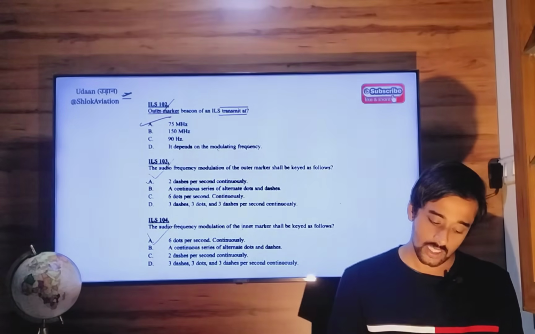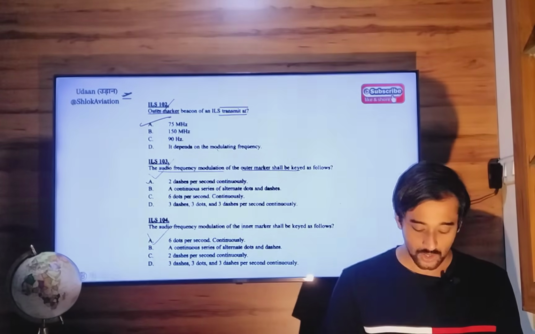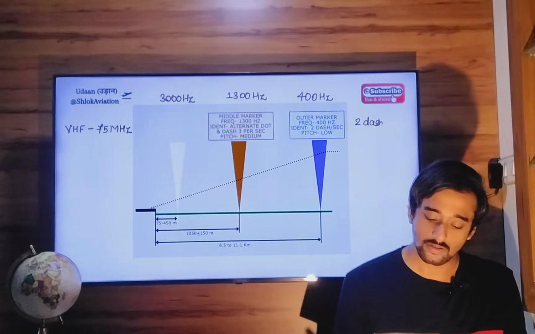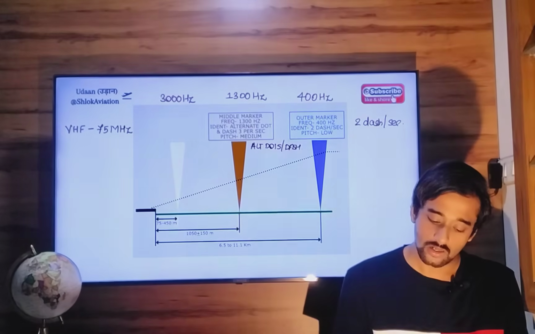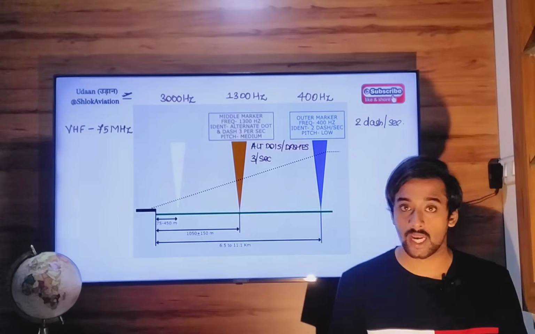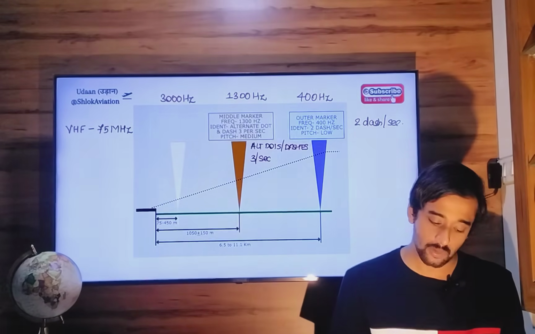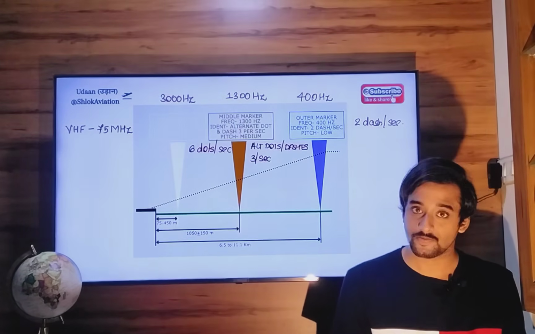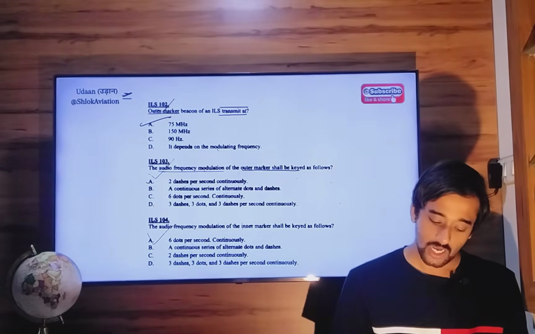Next, the audio frequency modulation of the outer marker shall be keyed as follows. The outer marker is identified by 2 dashes per second. The middle marker is identified by alternate dots and dashes, 3 per second. So 3 dots, 3 dashes, 3 dots, 3 dashes like that. The inner marker is identified by a series of 6 dots per second.